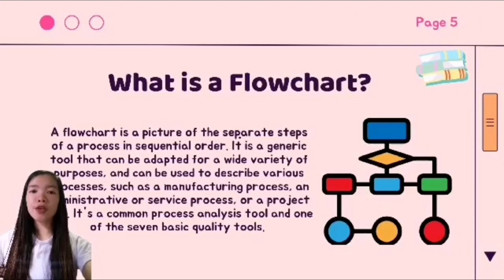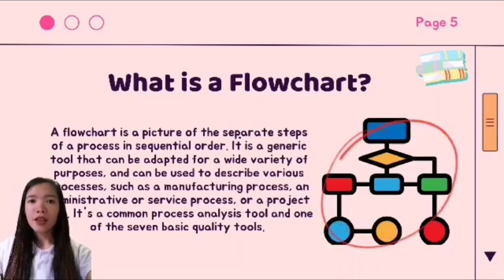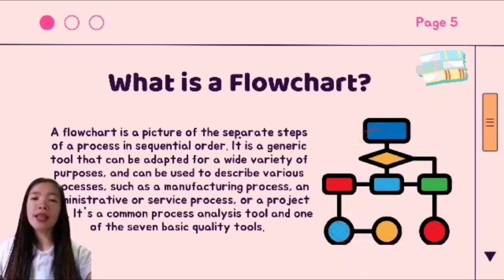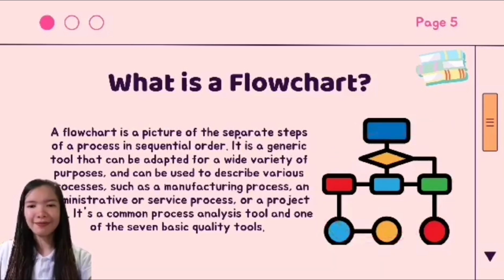A flow chart is a picture of the separate steps of a process in sequential order. It is a generic tool that can be adapted for a wide variety of purposes and can be used to describe various processes. The example of a flowchart is this. Basically, a flowchart is a graphical representation, or images representing the sequence or the arrangement of operations. Then the flowchart also uses different symbols or shapes which I'll discuss later.